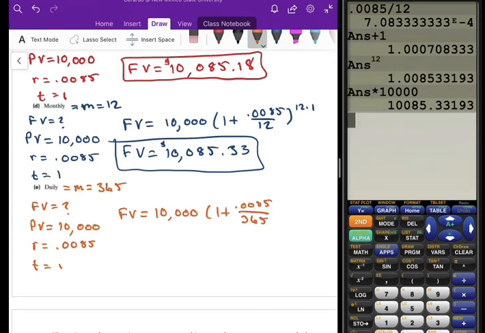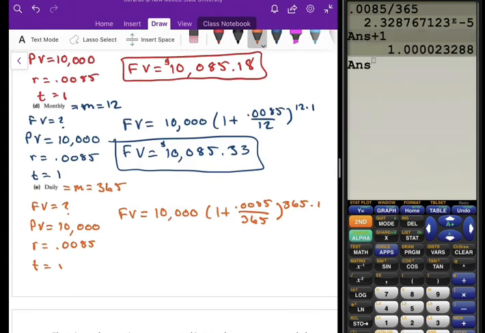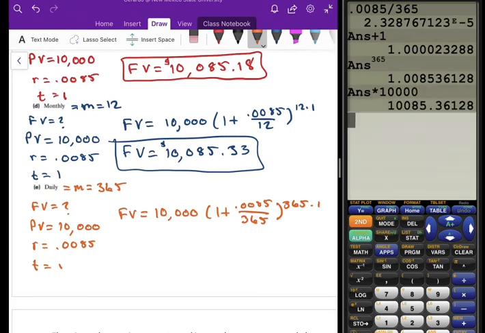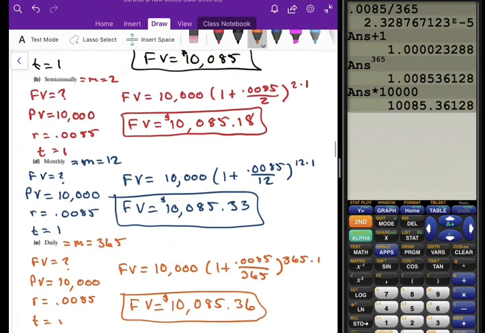0.0085 over 365) to the power of 365 times 1. So finally, 0.0085 divided by 365 plus 1, to the power of 365, times 10,000. Then I have that the future value equals $10,085.36. Imagine if we had to do that the old-fashioned way, one at a time.